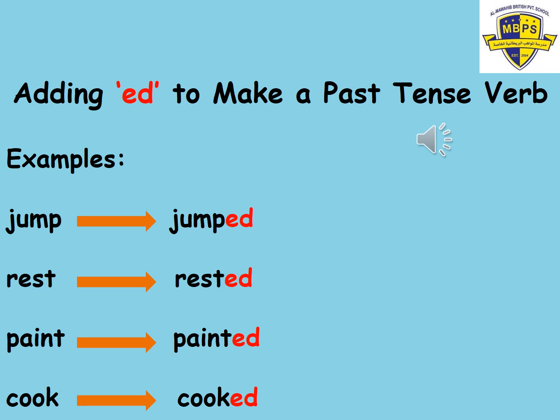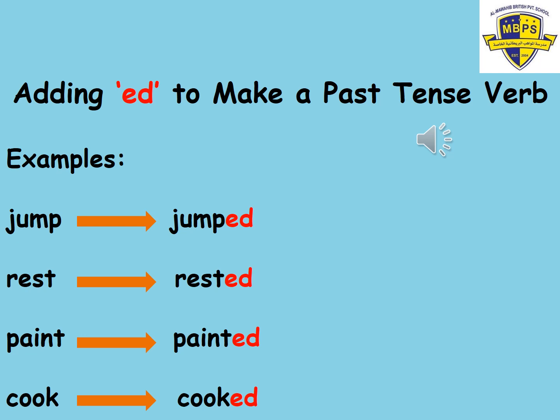Yes, this verb in the present tense, jump. But if we want to change it to the past tense, what are we going to add? Yes, ed. Where are we going to put the ed? In the beginning, KG2? No. In the middle of the verb? No. At the end of the verb? Yes, excellent. We are going to add the ed at the end of the verb. So, when I say jump, you will say jumped. Excellent.